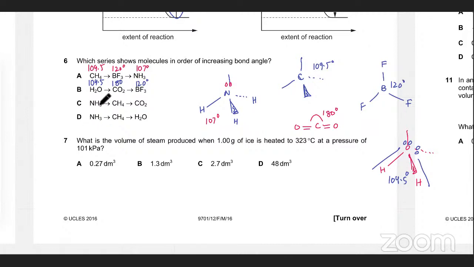This one we've already done. So this is 107. This is 109.5. This one is 180. So this is the correct answer, increasing bond angle. So this is the correct answer to this question. Is that clear? Yes, okay.